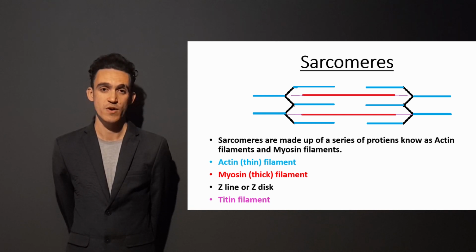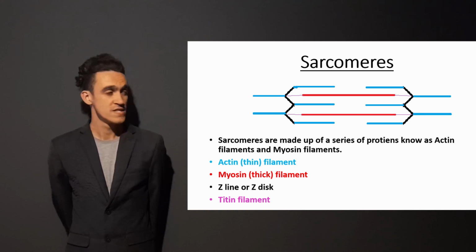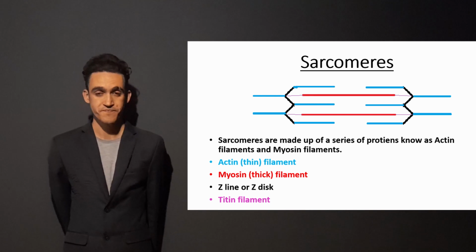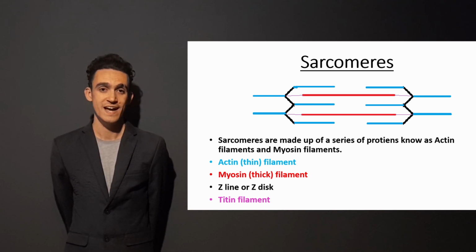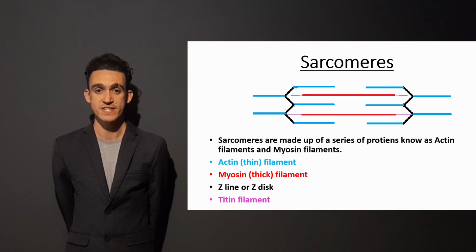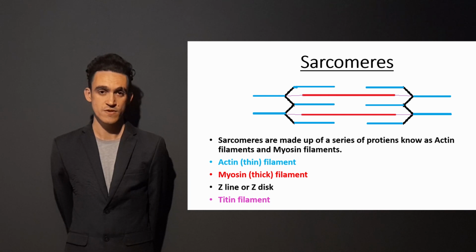Sarcomeres are made up of a series of proteins known as actin filaments and myosin filaments. If we look at the next picture here, we'll see that the blue lines represent actin filaments, and the red lines represent myosin filaments. The myosin filaments are twice as thick as actin filaments. Therefore, we talk of the actin thin filaments and the myosin thick filaments.